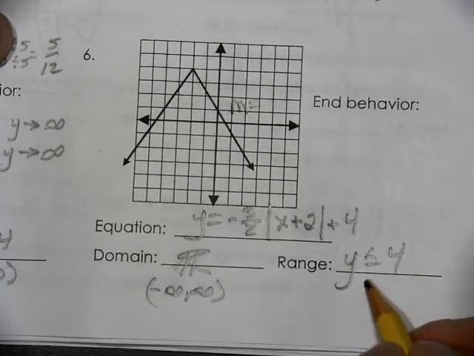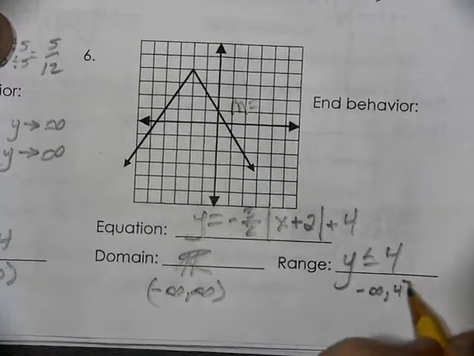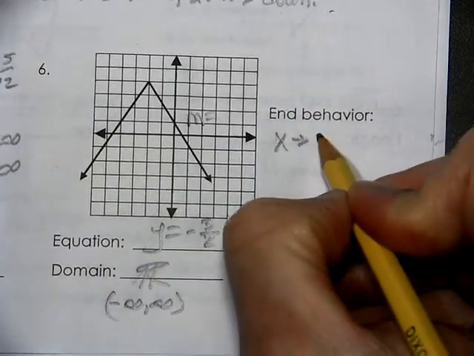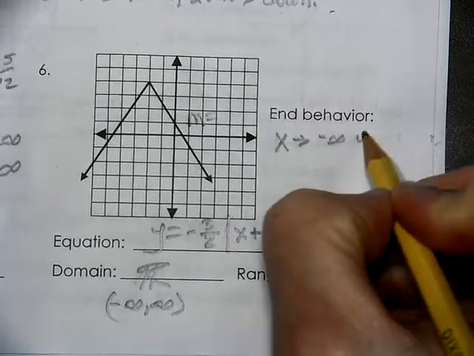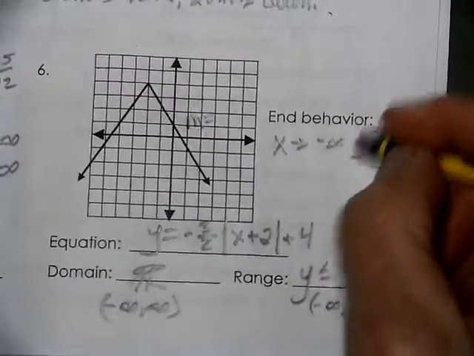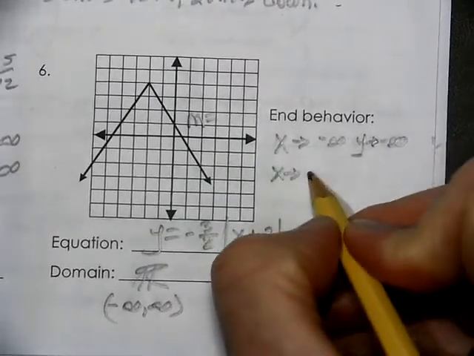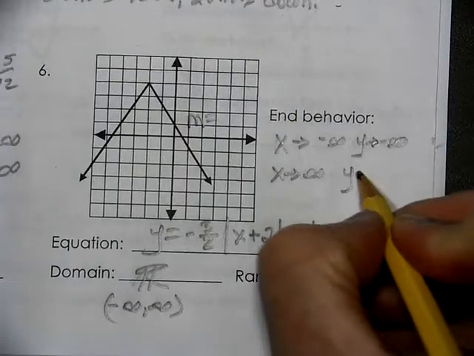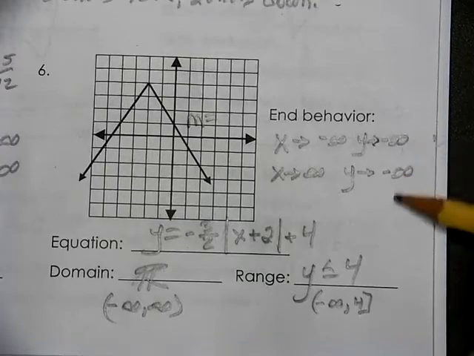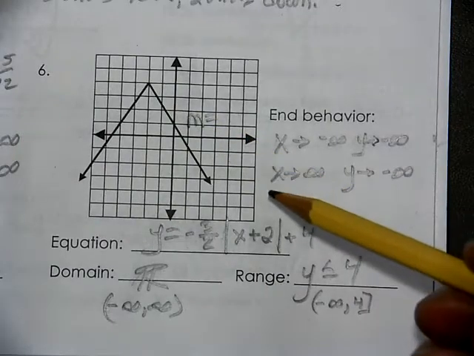Interval notation. Our end behaviors. We look to the left. The graph is going down. This would be an arrow and an equal sign. We look to the right, positive infinity. The function is also going down. These will always match in the absolute value. Look to the left, the graph goes down. Look to the right, the graph goes down.